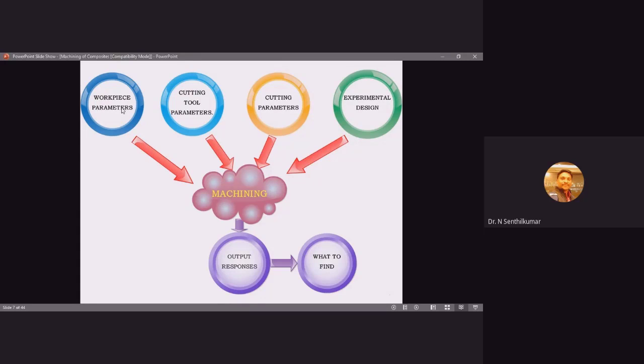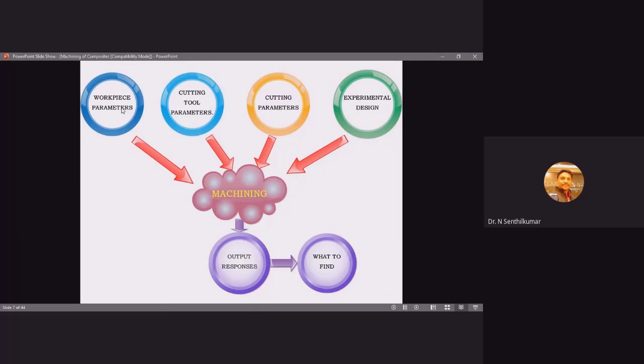If it is a soft material, then we can use HSS for machining. If it is a very hard material like die steels, then we have to go with cemented carbides or polycrystalline boron nitride, PCBN or CBN, or PCD, whatever it is. So different cutting tools have to be used. So workpiece parameters, the hardness.